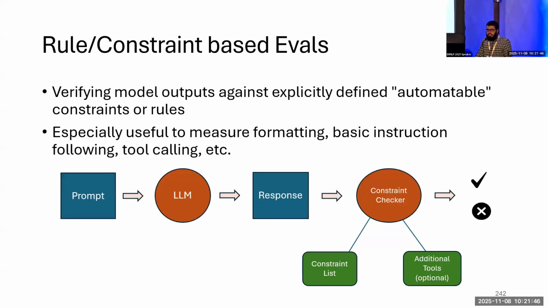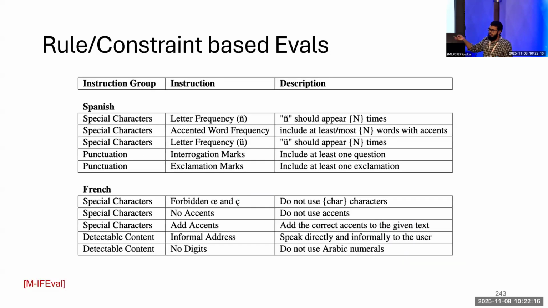One of the things that people explore in the modern LLM era, and of course previously also, is using some sort of rule-based evaluation, wherein you verify the LLM response using automatable constraints or rules. You get a response from the LLM, and then you have a constraint checker, which checks whether a certain constraint has been met or not. This is especially useful for benchmarks that test formatting or instruction following, etc. One example is an instruction that says, let the letter N come so many number of times.